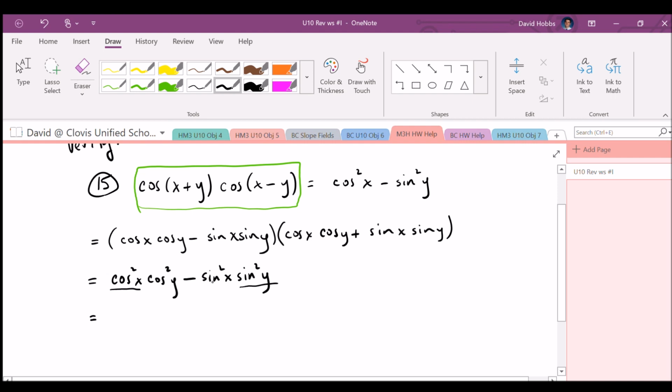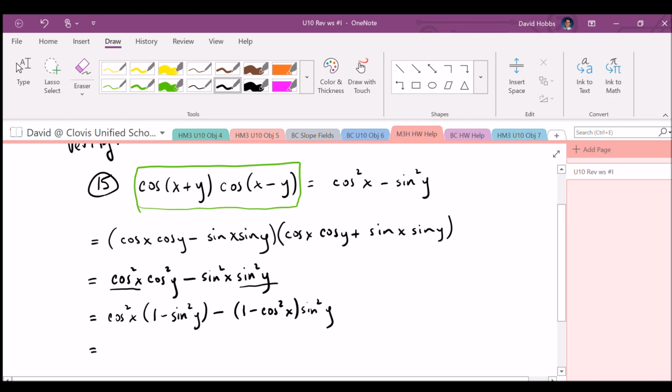Well, since they're squared, we have Pythagorean identities that we can substitute. And so let's go ahead and do that. We have cosine squared x times, okay, cosine squared y is 1 minus sine squared y. And the sine squared x, I can substitute that, and I can substitute 1 minus cosine squared x and times sine squared y.